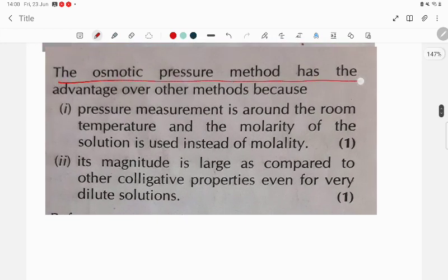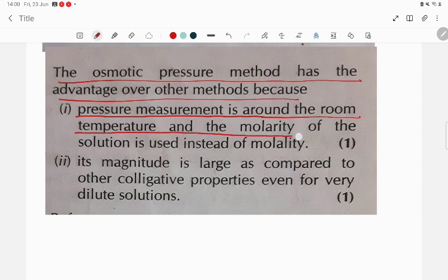The osmotic pressure method has the advantage over other methods because pressure measurement is around room temperature, and the molarity of the solution is used instead of the molality. So what we are using, student, is molarity in the osmotic pressure. That is why it is okay. They are saying the pressure measurement is around room temperature, so here we are using room temperature, and molarity of the solution is used instead of molality.